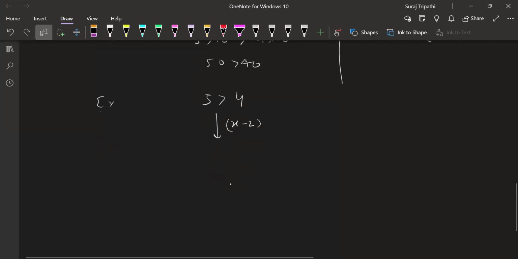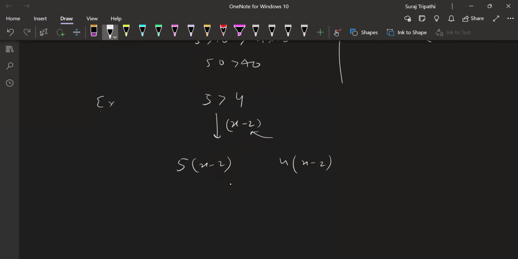If we multiply by x minus 2, we will get 5 into x minus 2 here, and 4 into x minus 2 here. So at the time of multiplication, what is the sign of x minus 2? Is it positive or negative? The sign of x minus 2 will depend upon the values of x. If I take x equals to minus 5, then this expression gives minus 5 minus 2, that is equal to minus 7. So for x equals to minus 5, this expression is negative, right?